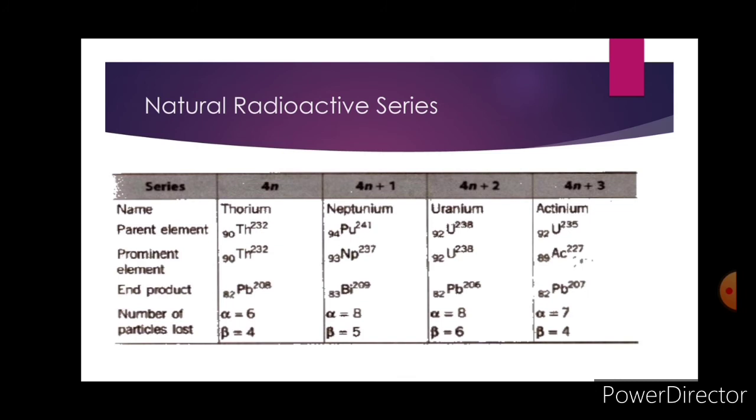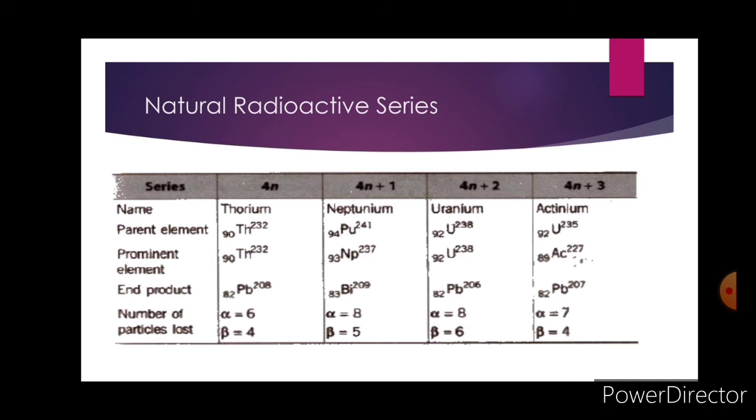This is a table that shows the different relations between the 4 different natural radioactive series: the name, the parent element, which is the prominent element in the respective series, and what the end product is after the phenomenon occurs, and how many particles we lose.